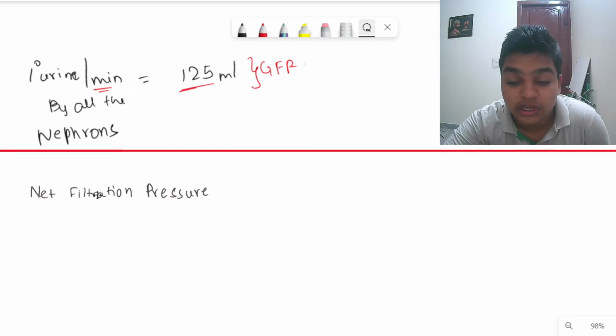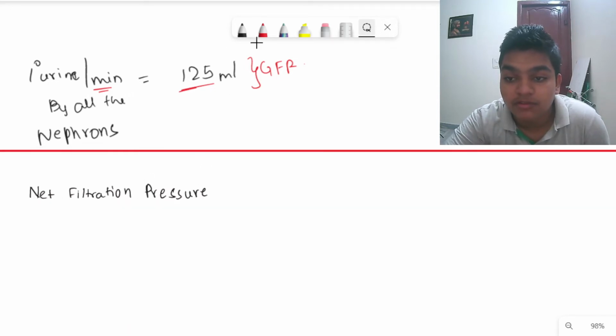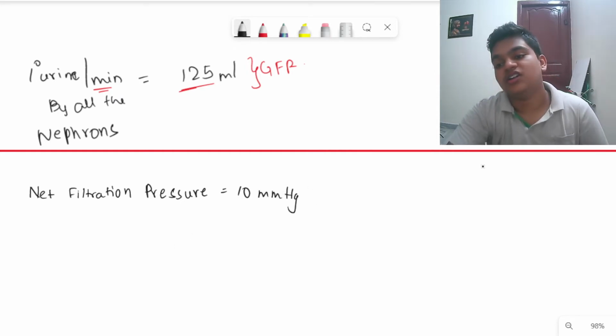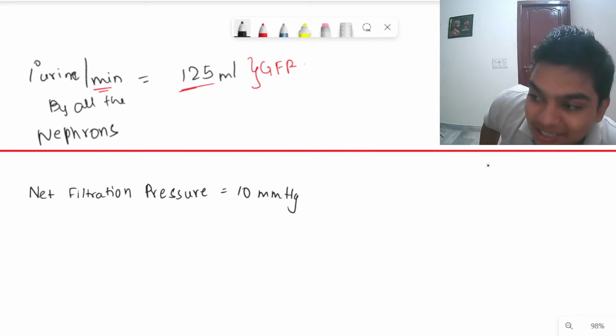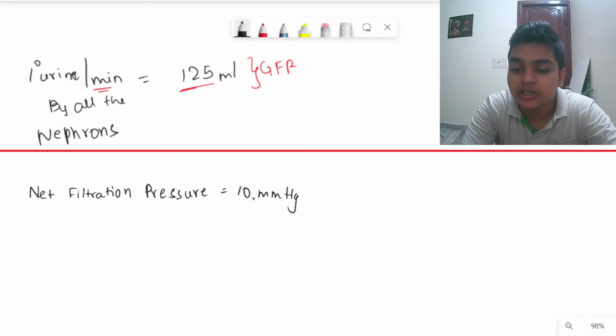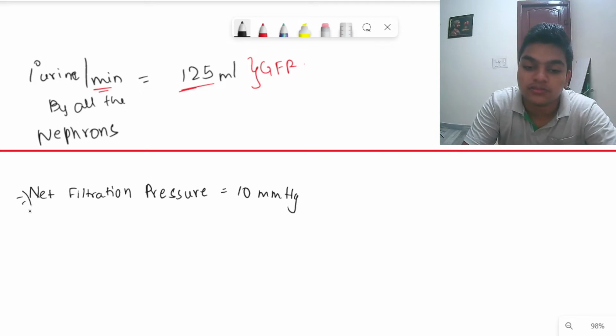all throughout the kidney. We have to remember this. And this value is equal to 10 mm of Hg. How has this 10 mm come? We have different types of pressures in the kidney, and the sum, or you can say the difference, between those pressures gives you the net filtration pressure.